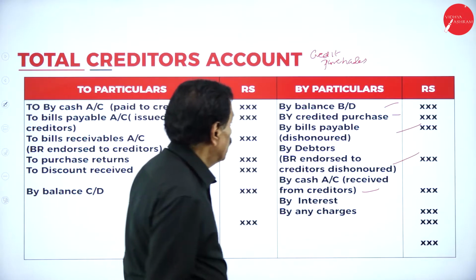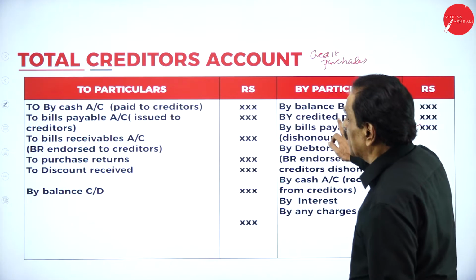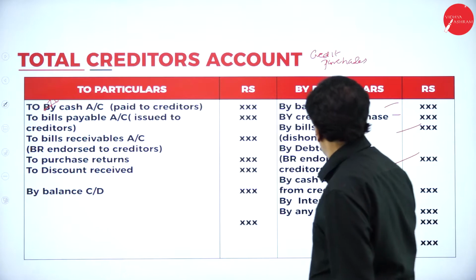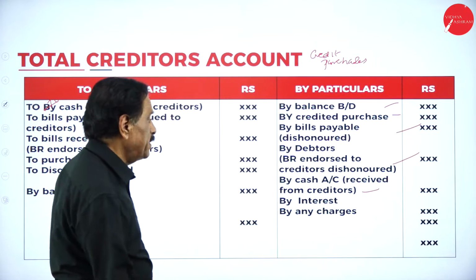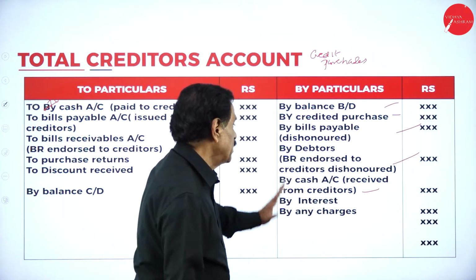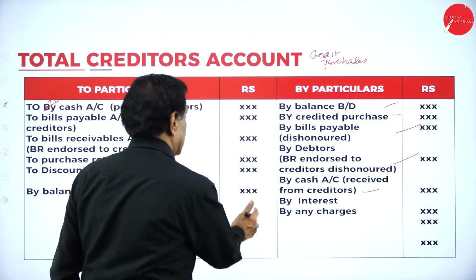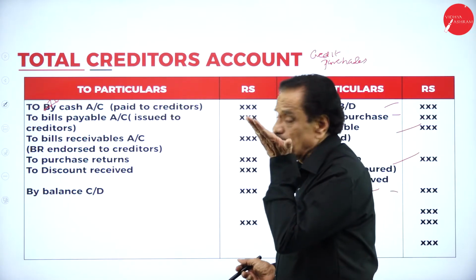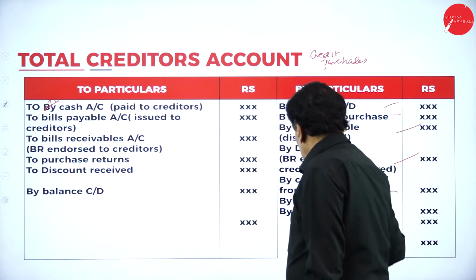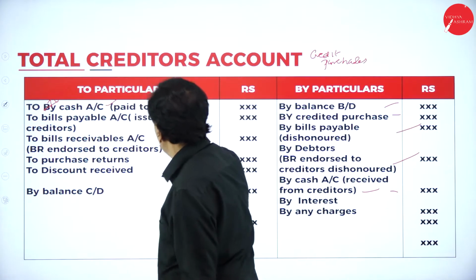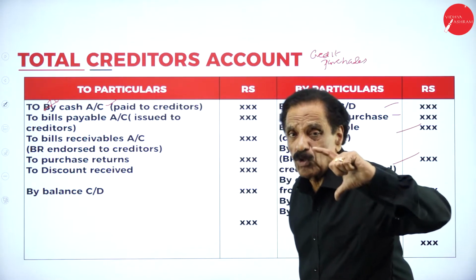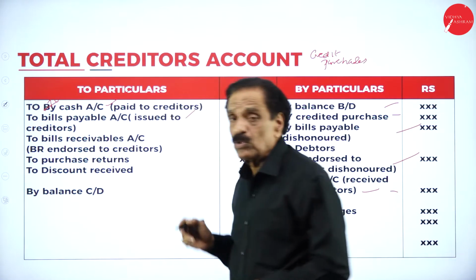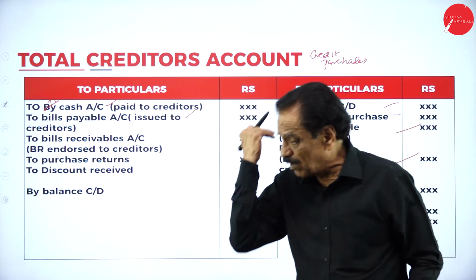I will repeat. By balance brought down, opening creditor. By credit purchases, by creditor dishonored, by cash received from the creditor. If you receive any amount from the creditor, your account will be raised. Here, you have to pay money, so cash paid to creditor. You have paid the amount. What will happen to the creditor account? Naturally it will reduce.